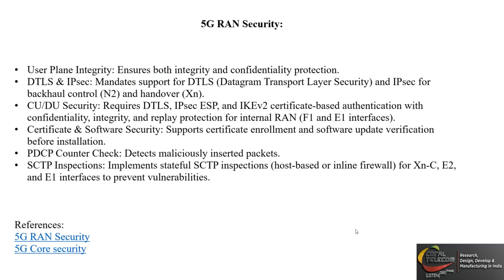And then there is 5G RAN security. So the user plane ensures both integrity and confidentiality protection. In the 5G subsystem, we are using two types of schemes, one for integrity and one for confidentiality, or you can say one for safety. So two types of protocols are used for the data protection.